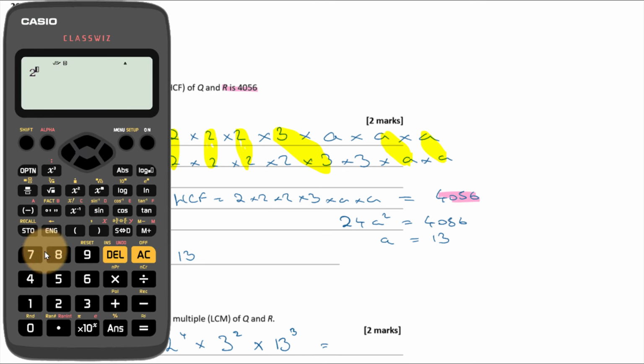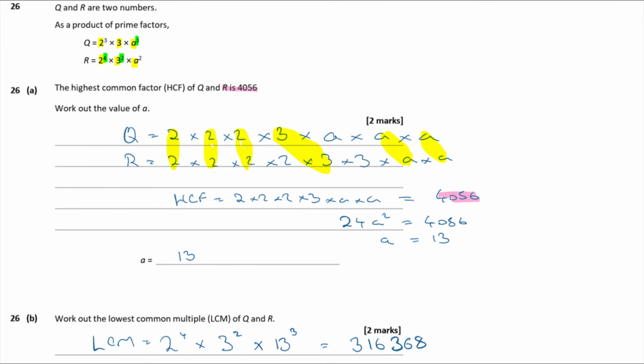Okay, well, I'm not going to do that in my head, I'm just going to work out 2 to the power of 4 times 3 squared times 13 to the power of 3. That apparently comes out to be 316,368, so it's a big number. I hope none of you were just sitting there trying to do multiples until you got there, because you're going to be sitting there a long time. Okay, but we went fast.